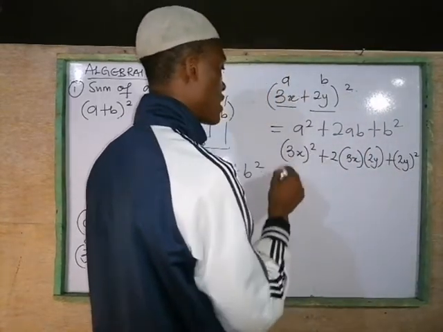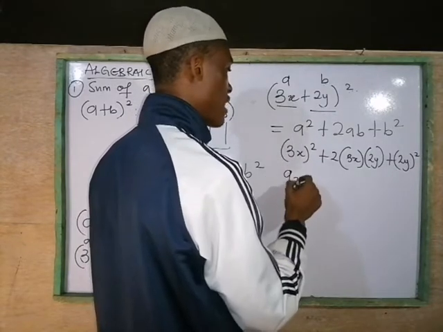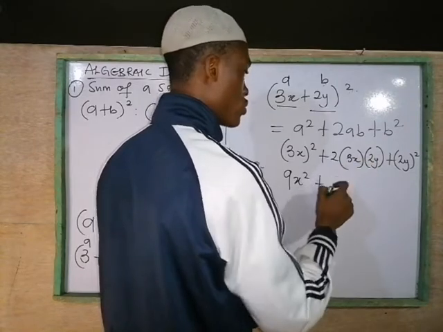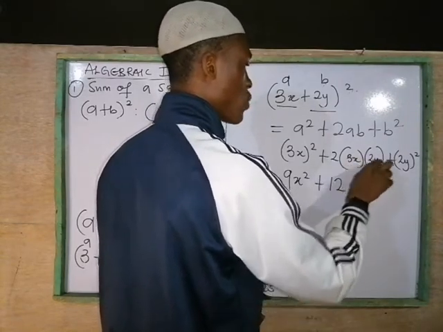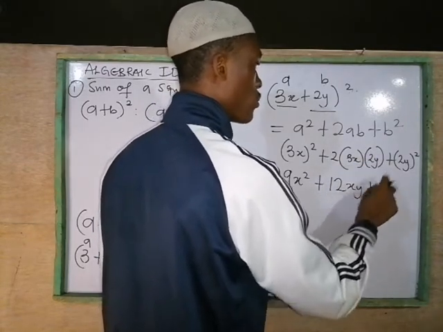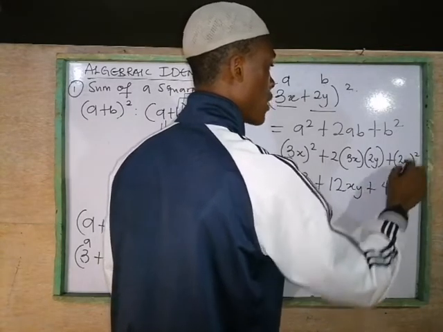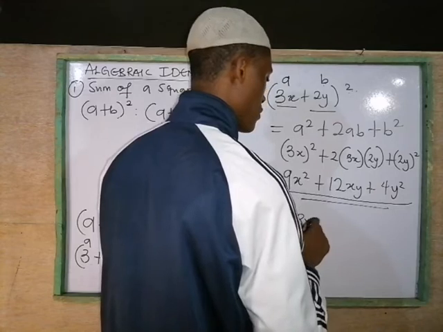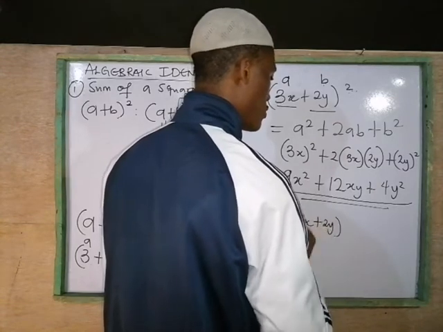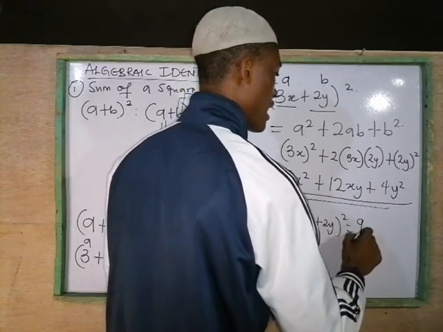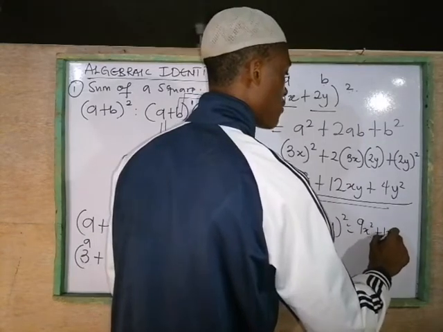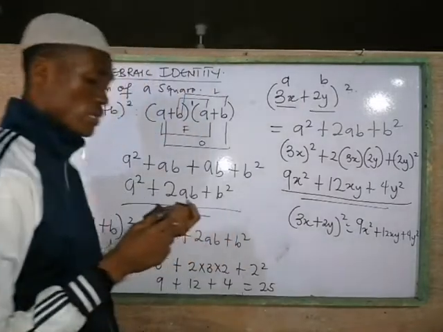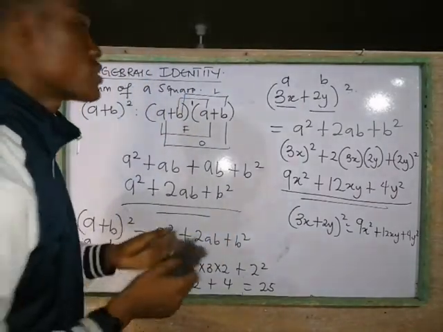So I have 3 squared is 9, x squared is x squared, plus 2 times 3, 6, 6 times 2, 12, xy, plus 2 squared is 4, then y squared is y squared. So my (3x + 2y) all squared is equal to 9x squared plus 12xy plus 4y squared. So that is for square of a sum.